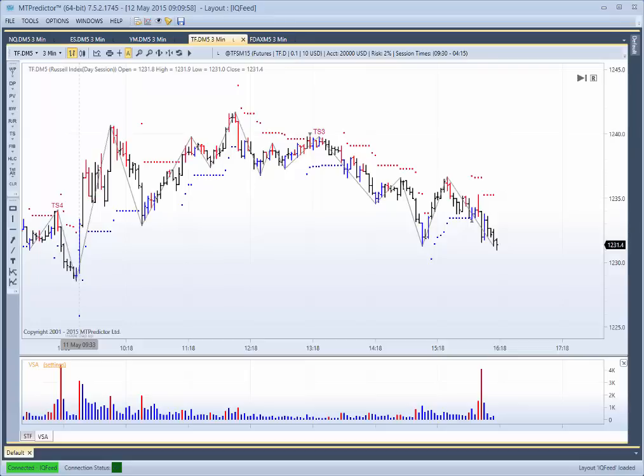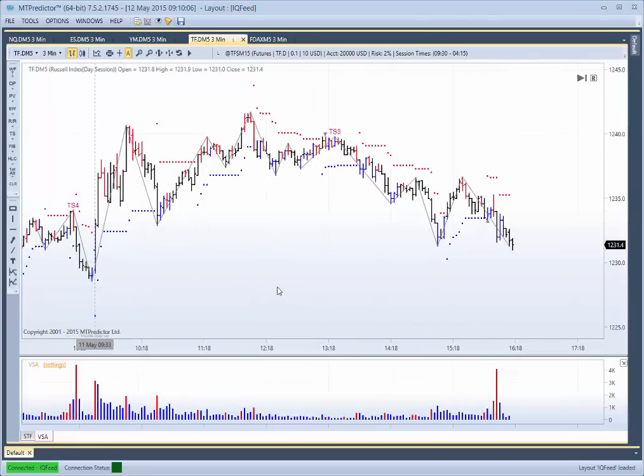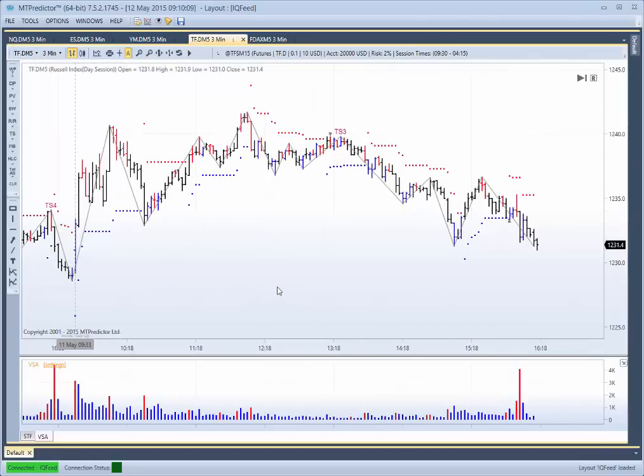In today's MTPredictor video I'd like to look at the US mini indices, but in particular the Russell Index, which is the TF, which I've got on my chart here. I don't tend to look at this one much, but I wanted to follow up on what one of our MTPredictor customers was doing in our trading room yesterday, so I thought it's good to follow up on that.